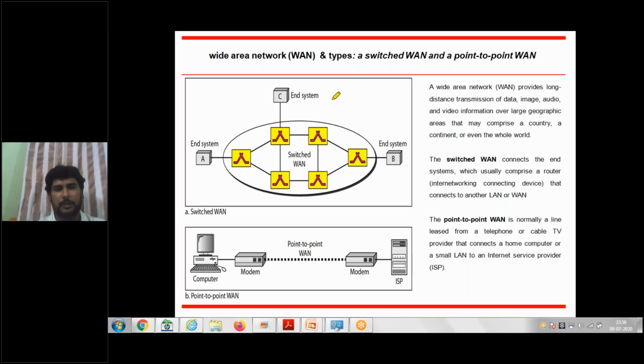So I hope we could understand how we categorize our different networks based on the distance between the source and the destination, as well as the number of devices connected to the network.